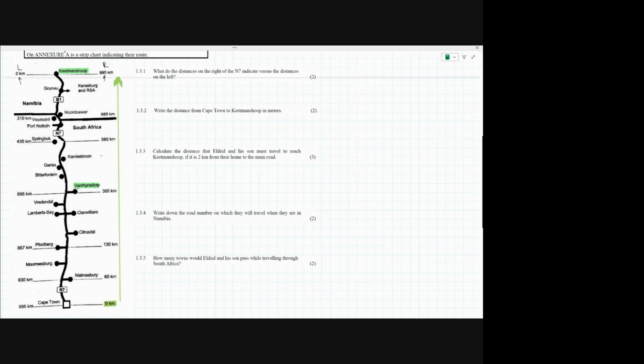Whereas on the left-hand side of my strip map, I started at 0 all the way up here at Keetmanshoop and go all the way down 995 kilometers to Cape Town. So we're reading them in two different directions. One is distances from Keetmanshoop to Cape Town, and the other is from Cape Town to Keetmanshoop.